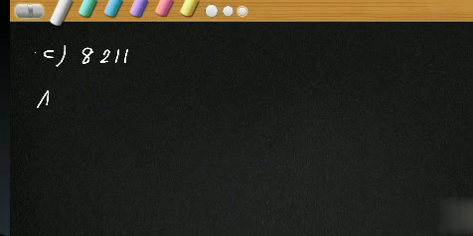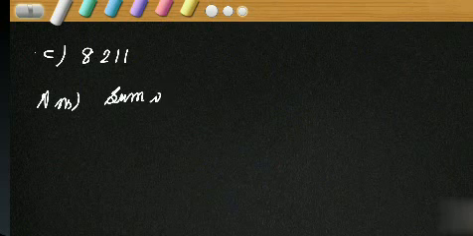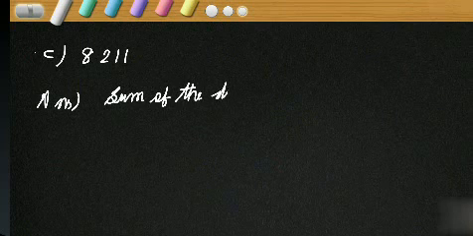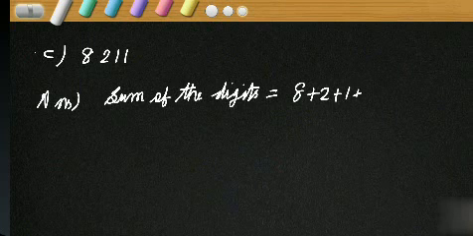8211. Here also, what do we have to do? Yes, we have to find the sum of the digits. Which are the digits of the given number? They are 8, 2, 1 and 1, isn't it? So the sum means 8 plus 2 plus 1 plus 1.